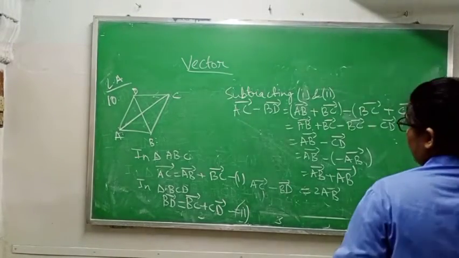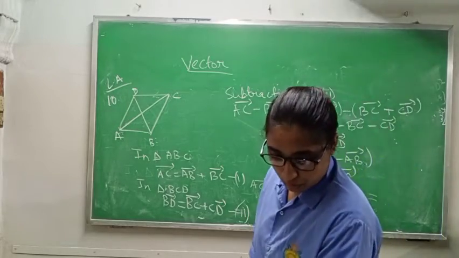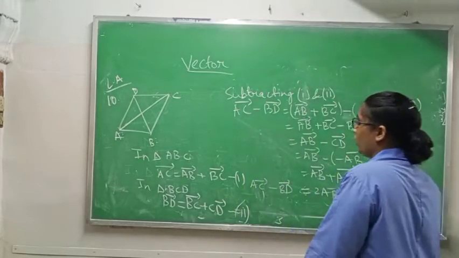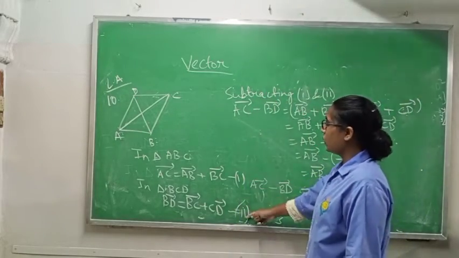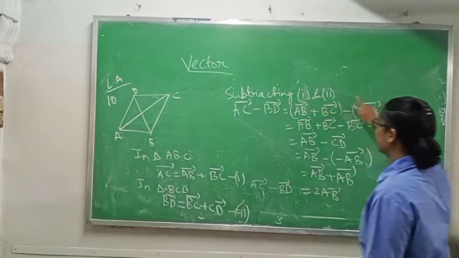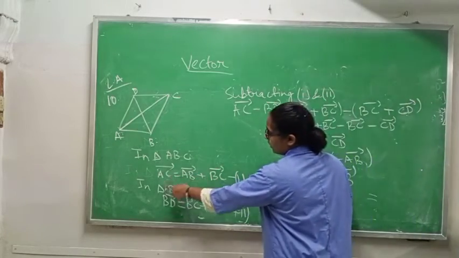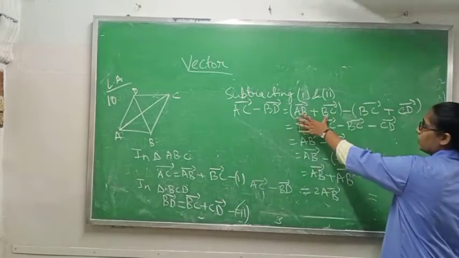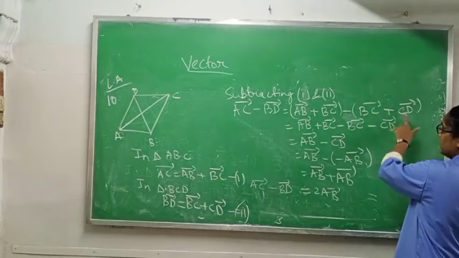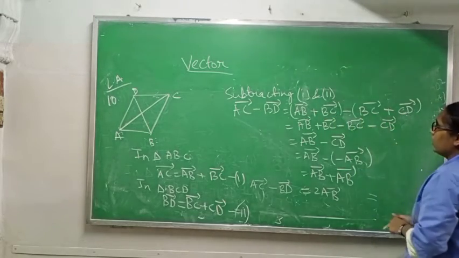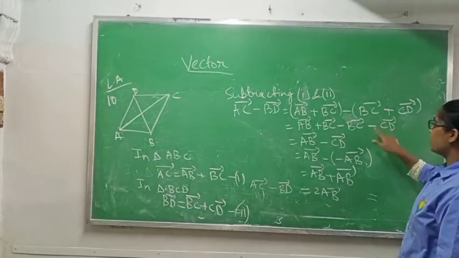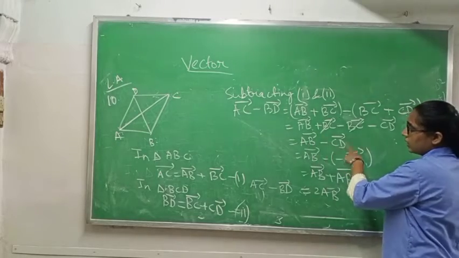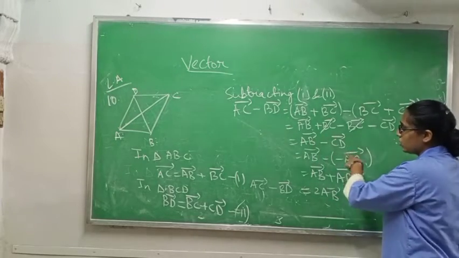Now, class 12, in the second part we have to prove or show that AC minus BD equals 2AB vector. Now what I am doing, I am subtracting equation 1 and equation 2. When you subtract, AC vector minus BD vector on the LHS, and on the RHS you have to subtract AB vector plus BC minus BC vector plus CD vector. When you open the bracket, minus BC vector will come and minus CD vector will come. So these two will cancel out.